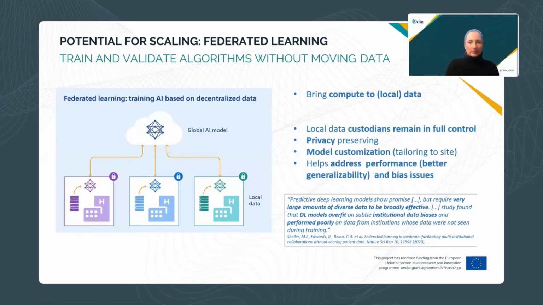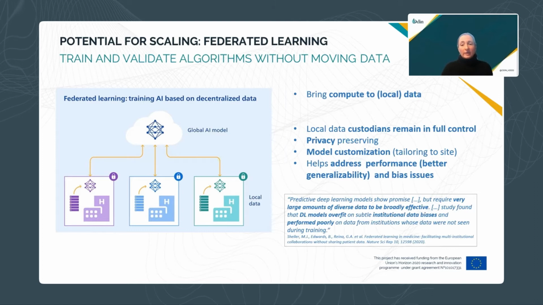Why this approach helps in such conditions to scale is because it allows us to train and validate algorithms without moving data. Basically, it brings the compute to the local data, and it only transfers back the model parameters for the global model. In this context, local data custodians remain at any moment in full control of their data, and this can leverage privacy benefits because data will never leave the administrative domain of the organization that collected it. This approach also has promise in the future for model customization, so tailoring to the population where it is applied, so to the local site.